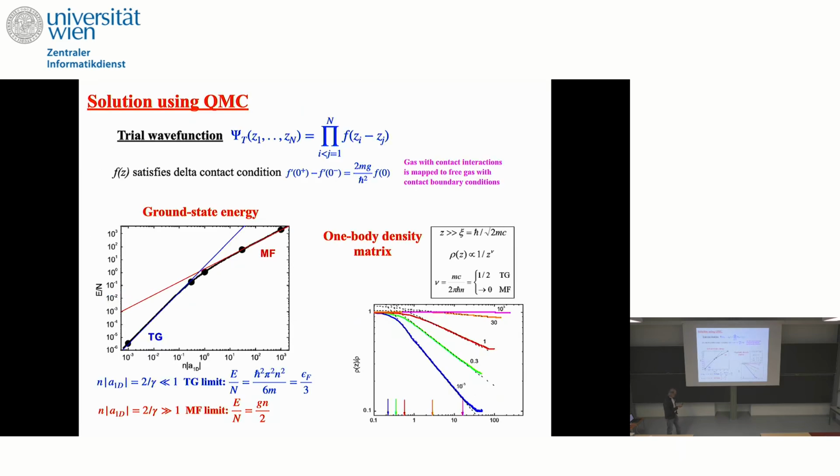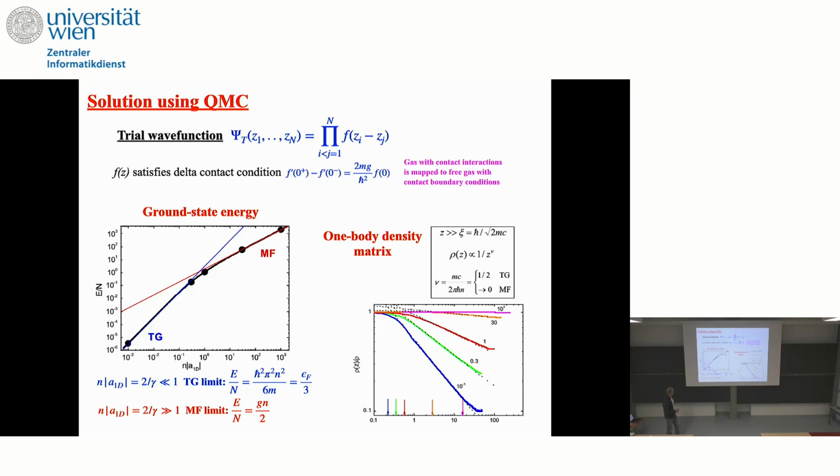Here we apply our QMC methods, and again the trial function is provided by a Jastrow factor. What is crucial is that the trial function also allows us to implement the proper interaction, because of course simulating a delta function is not possible. But if we implement a trial function that contains exactly the condition for the delta function, that the derivative is discontinuous by an amount proportional to g, then we can map our problem to non-interacting particles with a proper Bethe-Peierls boundary condition. This is the way we did it.